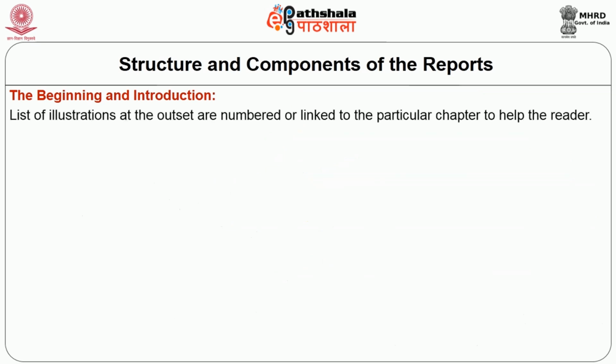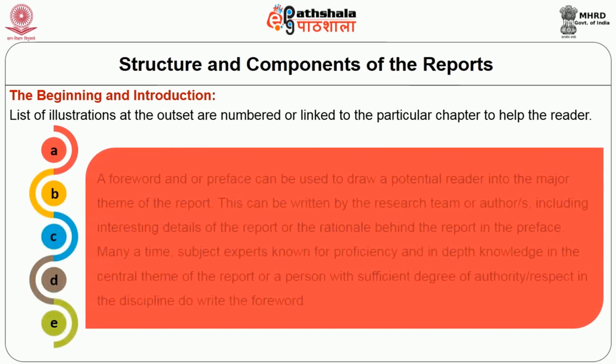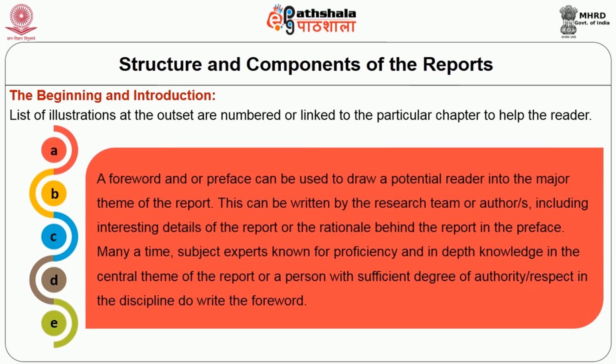List of illustrations at the outset are numbered or linked to the particular chapter to help the reader. Other subsections are listed with the related aspects in the following sequence: a foreword or a preface. This can be used to draw a potential reader into the major theme of the report. This can be written by the research team or author, including interesting details of the report or the rationale behind the report in the preface. Many a times, subject experts known for proficiency and in-depth knowledge on the central theme of the report, or a person with sufficient degree of authority in the discipline, write these prefaces and forewords.